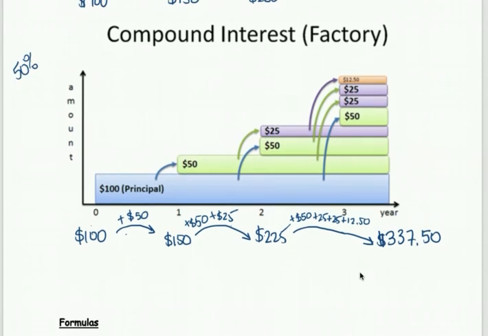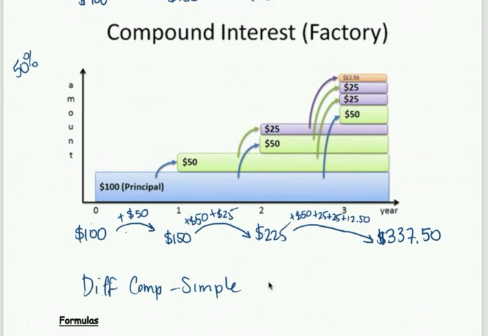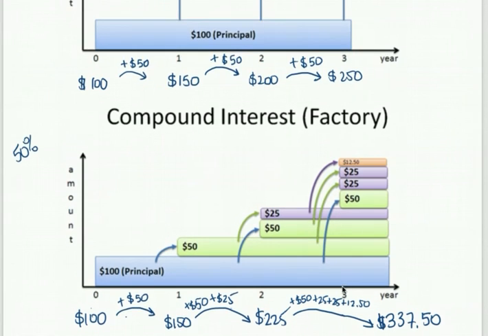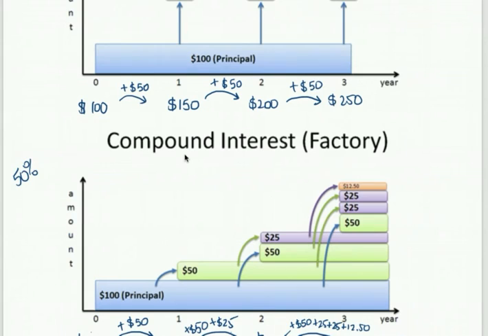Okay, so if you look at the difference here now, between the compound and the simple interest, if you subtract them, it was 337, subtract 250. You ended up making $87.50 more by putting your money in the compound interest account, where you kept it in for the same amount of time.